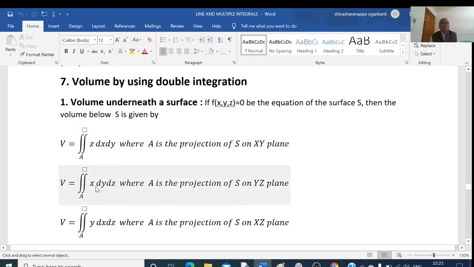Or if I take the projection on the yz plane, then the volume between the surface and the yz plane is given by double integral over A of x dy dz. Similarly, the volume between the surface and the xz plane is given by double integral over A of y dx dz, where A is the projection on the xz plane.